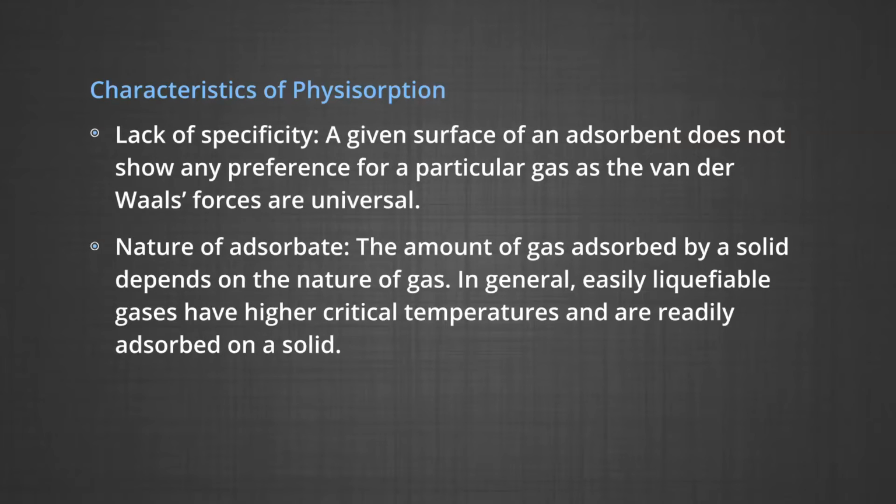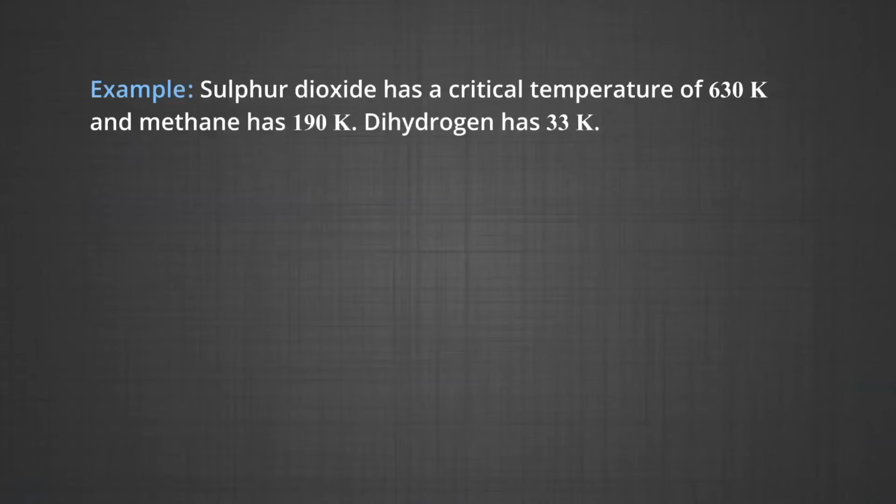The amount of gas adsorbed by a solid depends on the nature of the gas. In general, easily liquefiable gases have high critical temperatures and are readily adsorbed on a solid. This is because van der Waals forces are stronger near critical temperatures. For example, sulfur dioxide has a critical temperature of 630 Kelvin and methane has 190 Kelvin. Dihydrogen has 33 Kelvin. Thus, the amount of sulfur dioxide adsorbed by 1 gram of activated charcoal is more than that of methane, which in turn is more than that of dihydrogen.